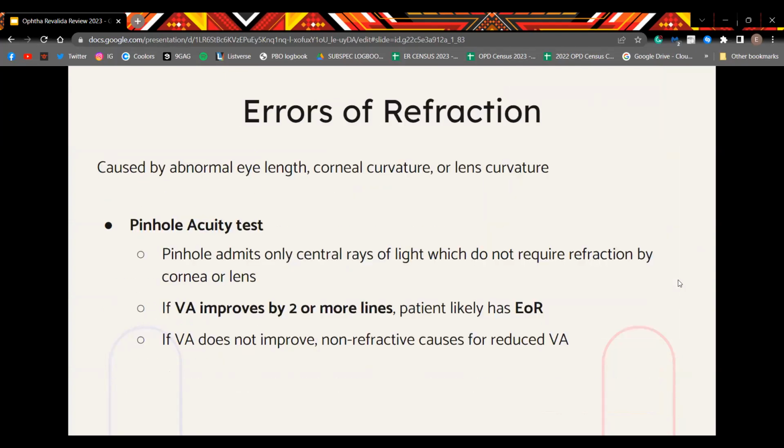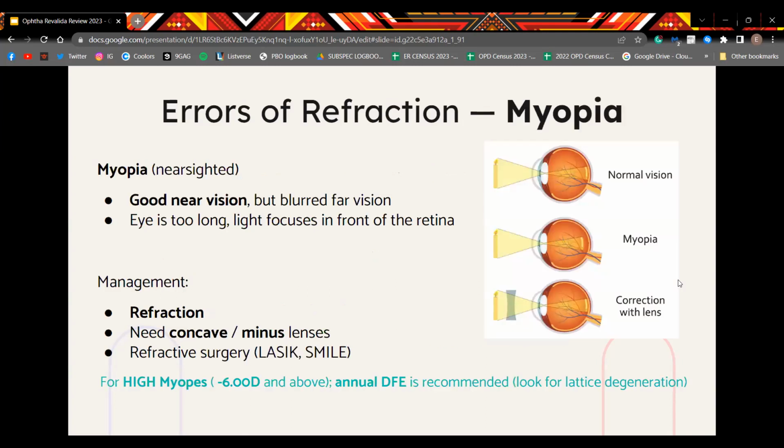Next would be errors of refraction. So this is again very prevalent in the OPD. Clue mo dito would be yung pinhole acuity testing, no? So if the VA improves by 2 or more lines, more likely the patient has EOR or error of refraction. If it doesn't improve, no, think of non-refractive causes of decrease in visual acuity. So first would be myopia. It's characterized by good near vision, and management is basically glasses. So refraction, specific lens na need is concave or minus lens, and you may also recommend refractive surgery.